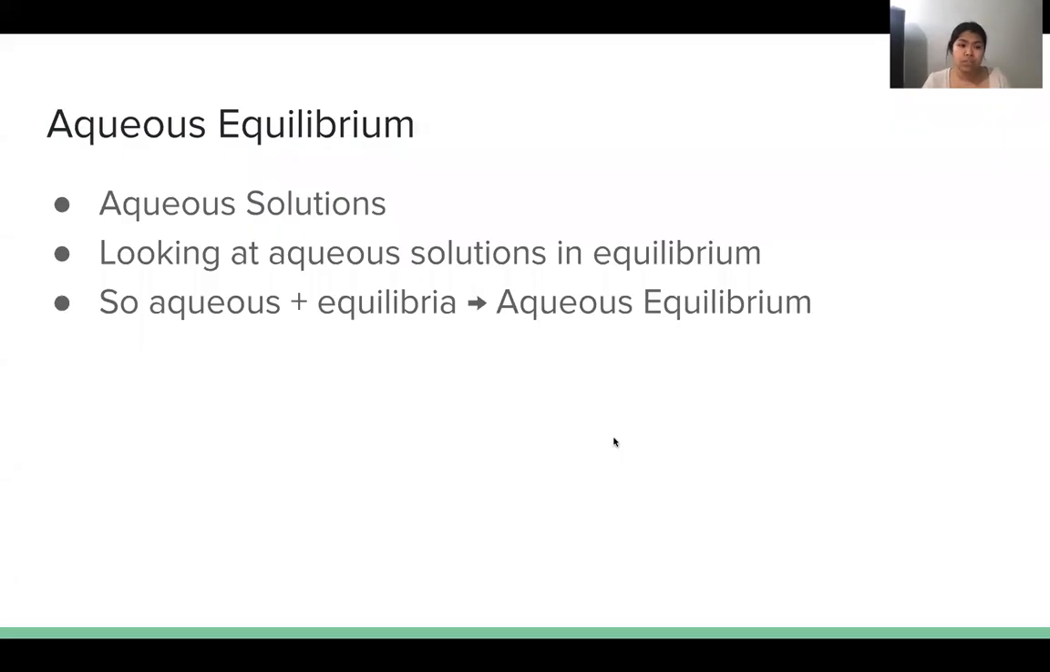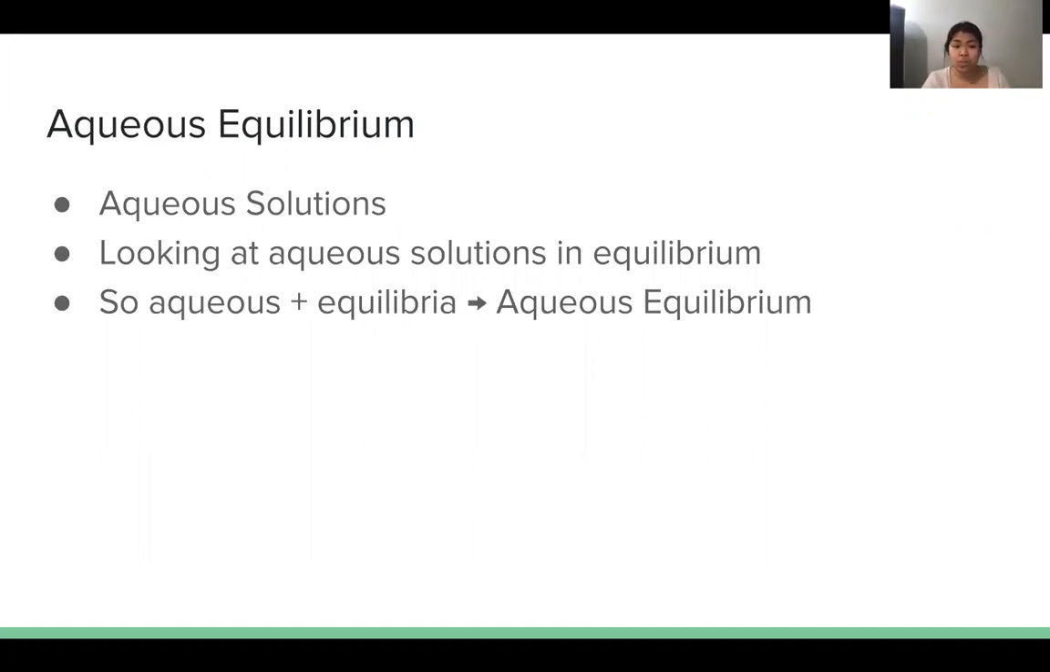So before we start, let's first go over aqueous equilibrium in particular. We've done a lot of chemical equilibrium so far, but as we start chapter 15, we're going to redirect our focus to aqueous equilibrium. So when we're looking at aqueous equilibrium, we're going to look at aqueous solutions. And what exactly are aqueous solutions? If you look at the word aqueous, if you can take a wild guess, we're going to be looking at solutions that involve water. So when we're looking at aqueous solutions, we're looking at aqueous solutions in equilibrium. So hence aqueous and equilibria, aqueous equilibrium.